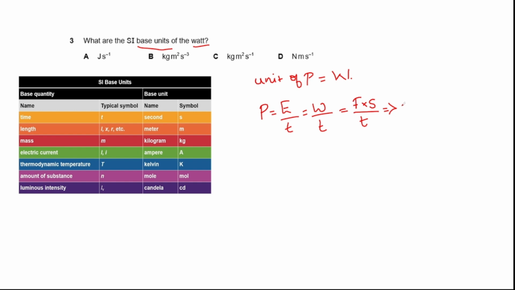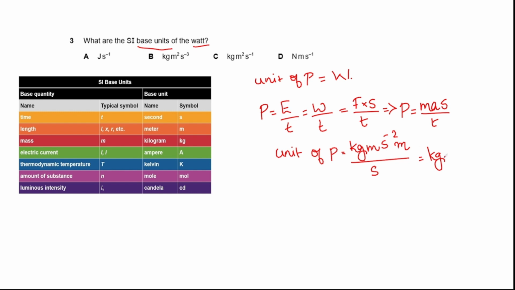So you can change the power value as the force is MA, so S divided by T. So you can get the unit of P as the mass is in kilograms and acceleration is in meter s to the power of -2, and the distance is always in meter divided by the time is in seconds. So when you are making it more simple, it would be kilogram meter square, and here s to the power of -2 and divided by s.